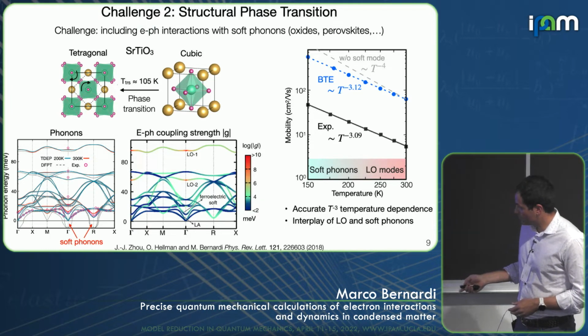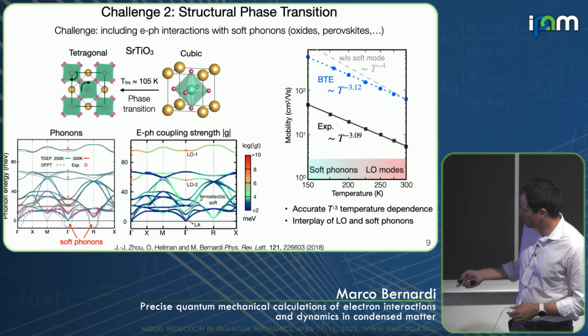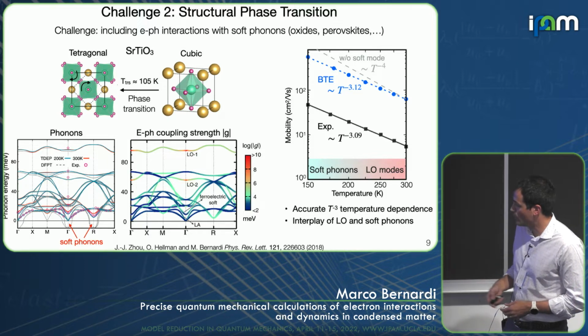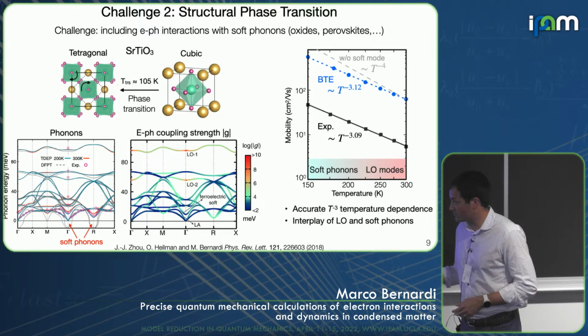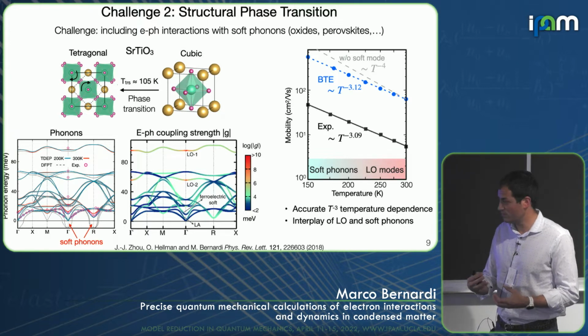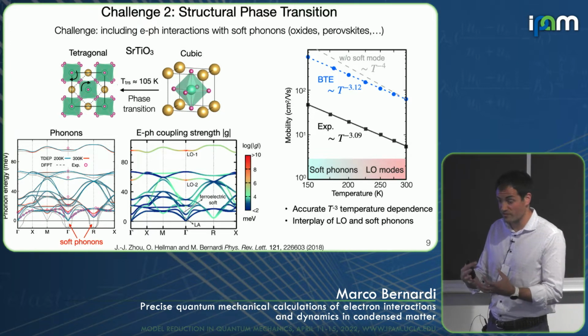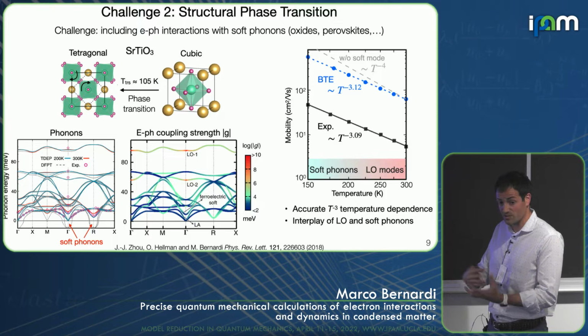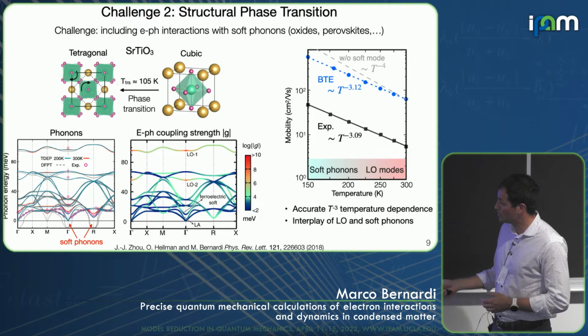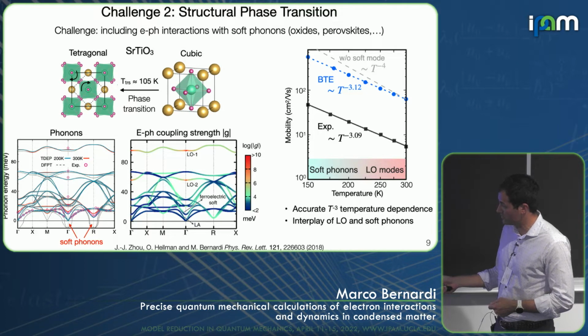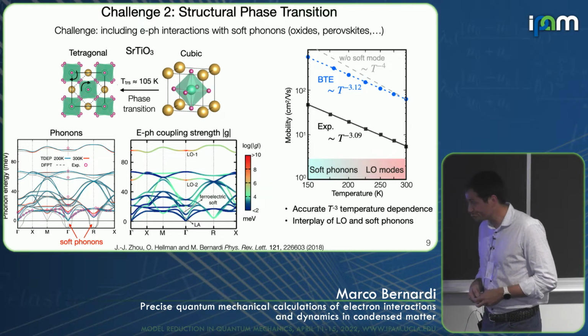So to circumvent this problem, in this work in 2018, we have used a temperature-dependent effective potential method, which at each temperature builds an effective quadratic Hamiltonian that makes all the phonons stable. With that method, we've been able to predict all the phonons, including the soft ones, in very good agreement with experiment. And then we've been able to study also the coupling of the electrons with the soft phonons, which would not be possible if you just use density functional theory.